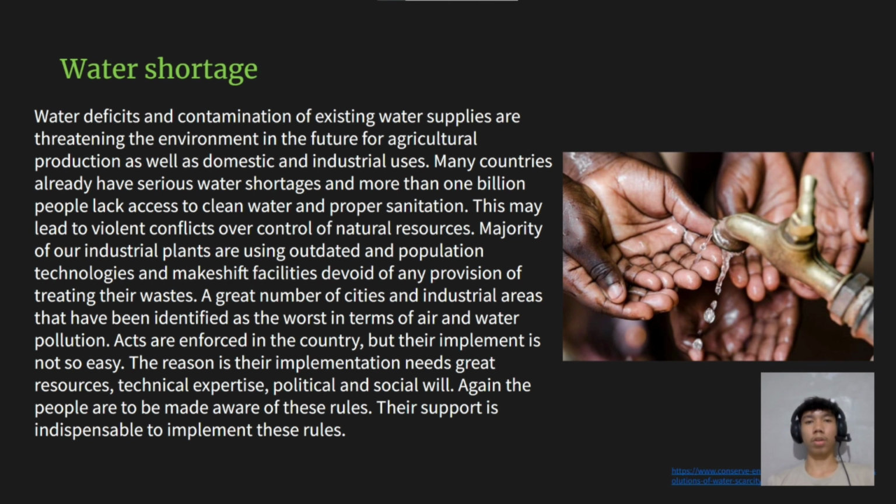Water shortage. Future agricultural productivity at home at industrial usage ang nanganganib dahil sa water shortage at pagiging polluted ng existing na water supplies. Bilyon na tao ang walang access sa malinis na tubig at maraming bansa ang nakakaranas ng water shortage. Karamihan sa mga industrial facilities ay gumagamit lamang ng basic at outdated na teknolohiya at walang proper waste management.